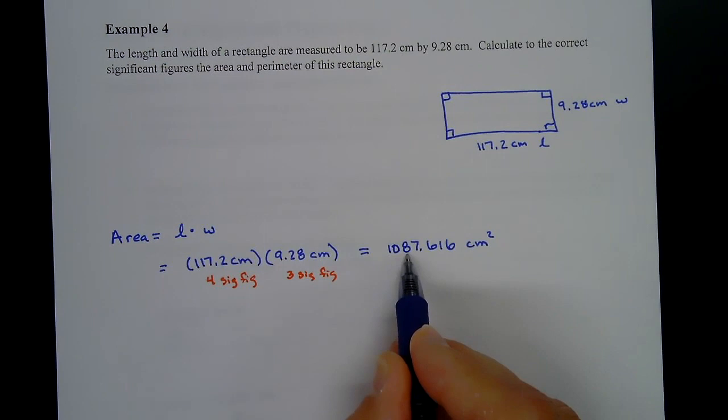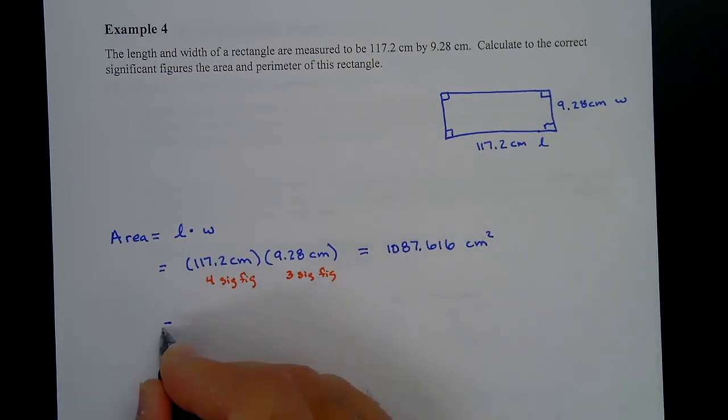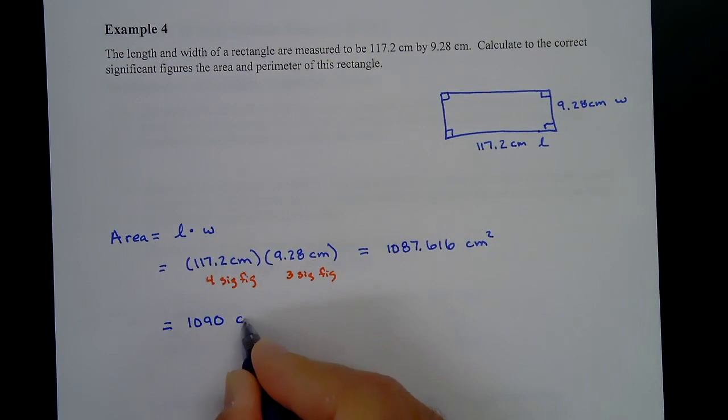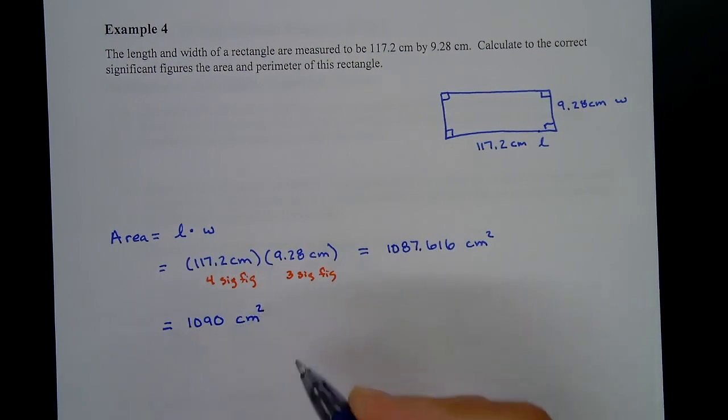So to round this, we need to look at the 4th significant figure, which is a 7, which is going to cause this to be a 9, okay? So the correct rounding of this would be 1090 centimeters squared, or square centimeters. And that would be the correct answer to the correct number of significant figures.